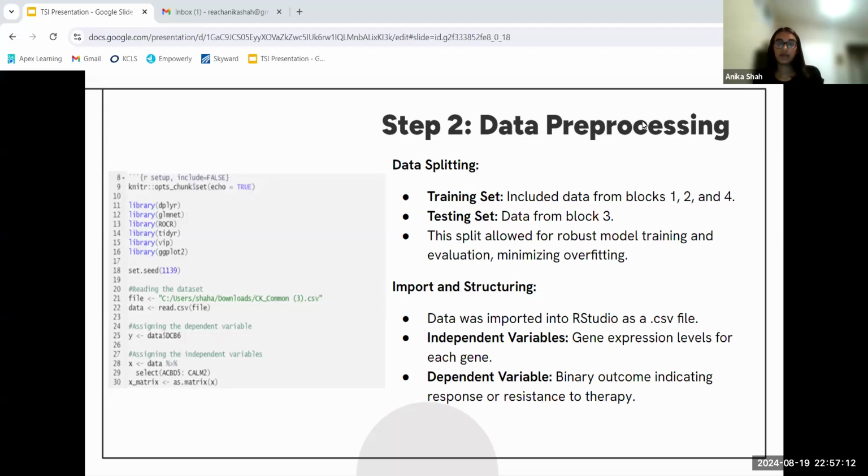We imported the training dataset as a CSV file and assigned the variables to columns in the dataset. The genes and their corresponding expression levels were extracted as the independent variables, while the dependent variable was set to the response. As shown in Figure 3, this code snippet from our R program illustrates how we imported and split the dataset, setting it up for further analysis.